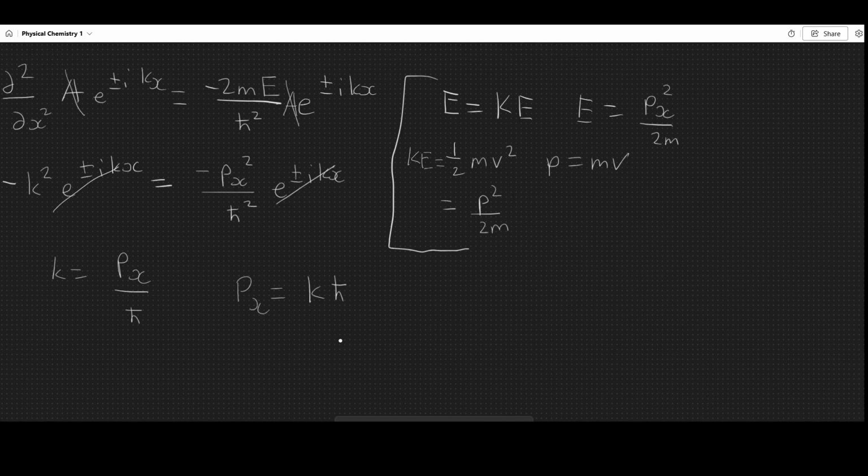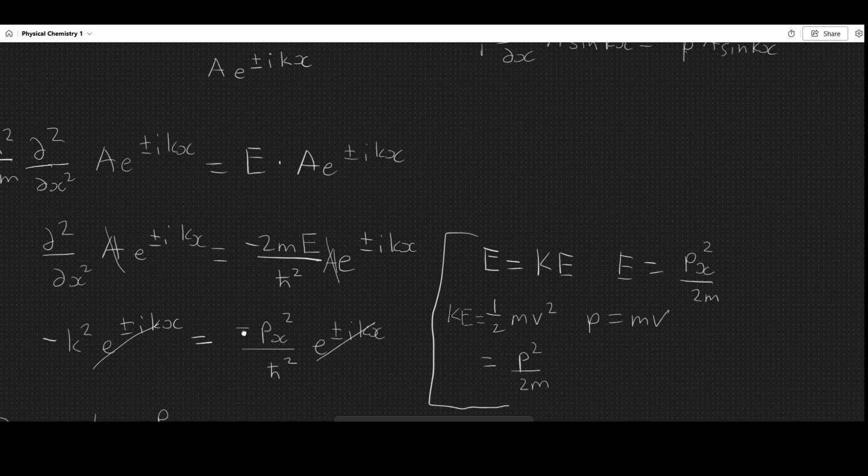And so we can go back to our energy equation. It was E equals p sub x squared over 2m. So now we know that E is equivalent to k h bar squared over 2m, or k squared h bar squared over 2m. And I should write this as E sub k. So this is what the energy is for a free particle in one dimension. And this is all because we set our potential reference value as 0.